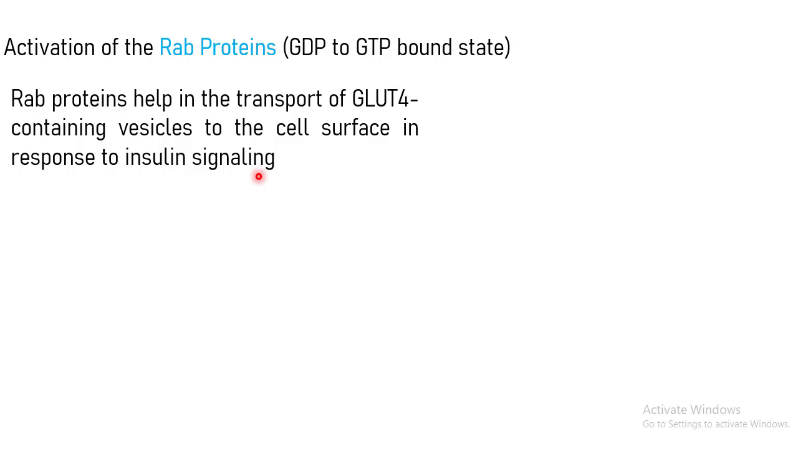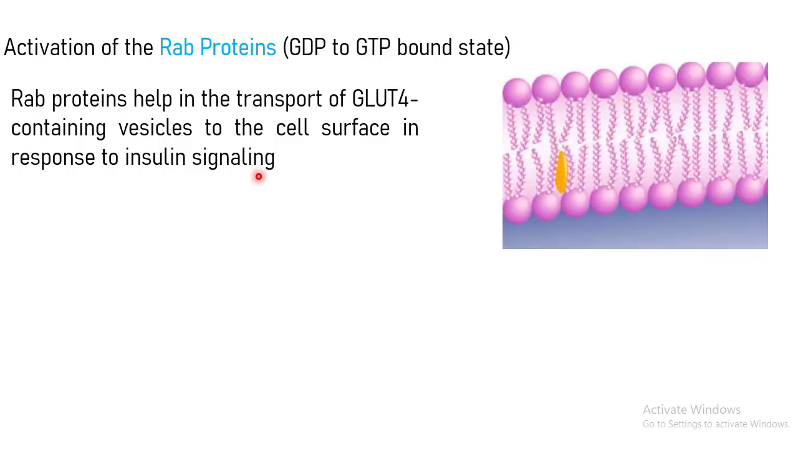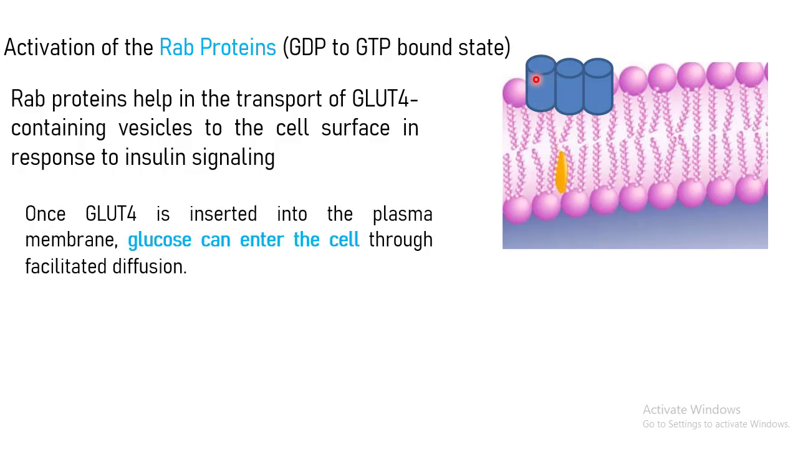So the AS160 is responsible for the inactivation of the RAB protein, and hence the guides. Once the AS160 gets inactivated, the RAB protein is going to get activated, and they are going to guide the GLUT4 vesicle towards the cell membrane. So if you can see over here, if this is the cell membrane, the GLUT4 proteins have been incorporated into the cell membrane, and once the GLUT4 has been inserted into the plasma membrane, the glucose can enter the cell through facilitated diffusion.